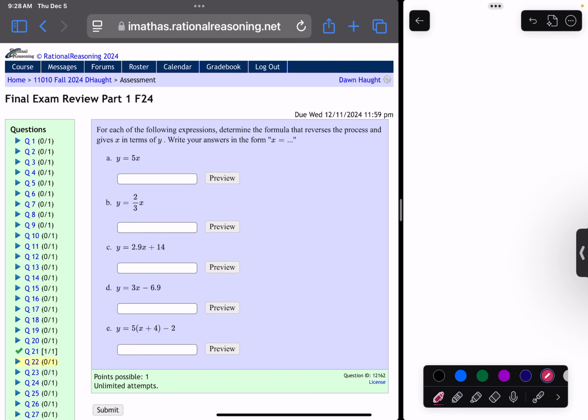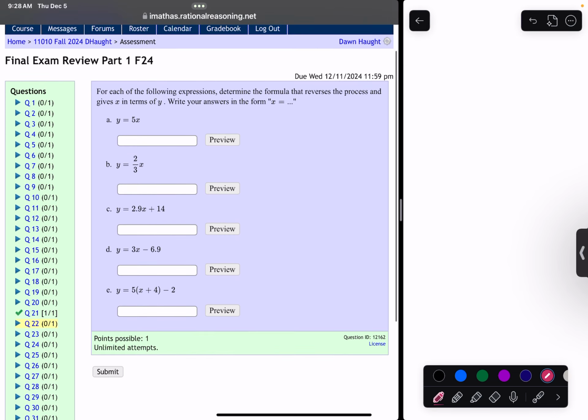Now 22 says, for each of the following expressions, determine the formula that reverses the process. So see how they want our answers in the form x equals. So it's the same thing. We're solving for the opposite variable. So I'm going to do 2 of the harder ones, and none of these are very difficult. So let's do B and E. The rest you can do on your own, I'm pretty sure.